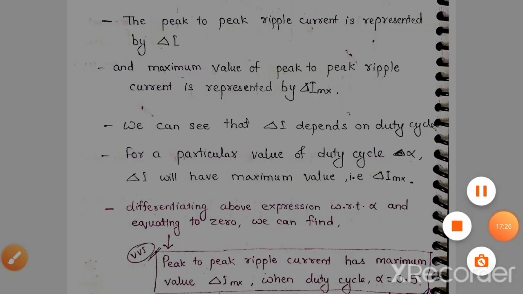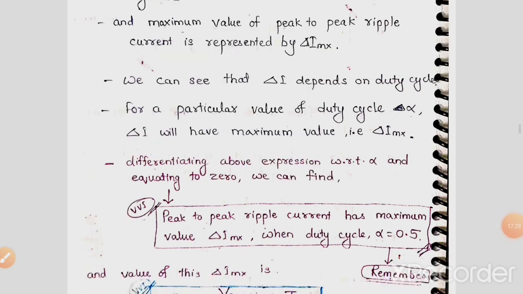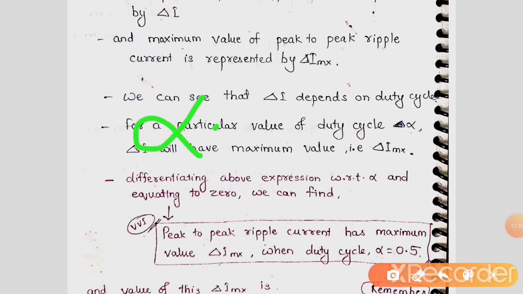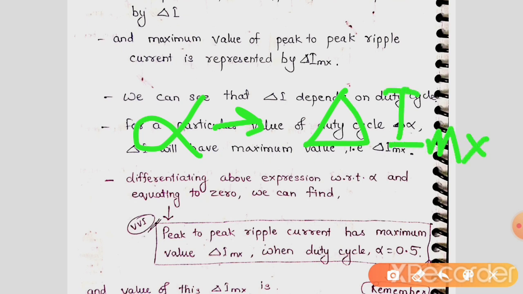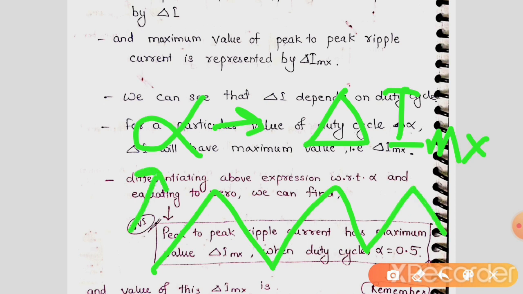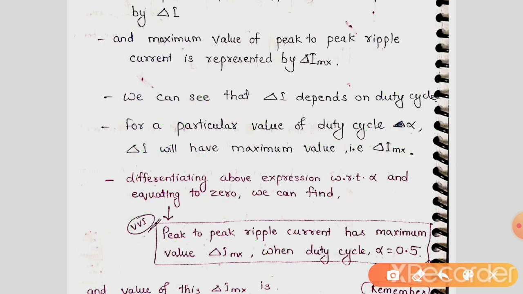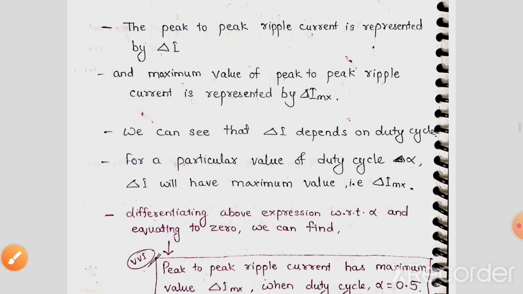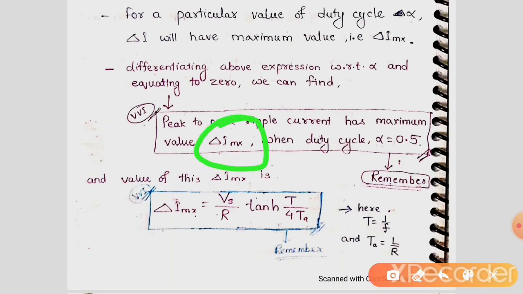So let's see at what value of this duty cycle alpha the ripple current will have its maximum value, that is, we obtain maximum ripple in the output voltage. So what will be that value of alpha? On solving the expression, or on differentiating the above expression with respect to alpha and equating to 0, we obtain that at alpha equal to 0.5, this ripple current is maximum. Ripple current is maximum when duty cycle is equal to 0.5.